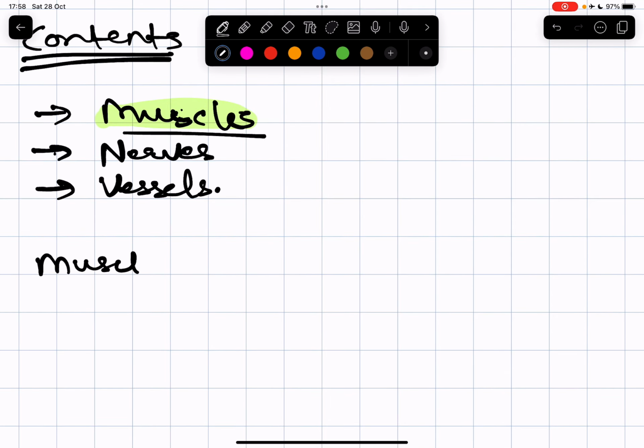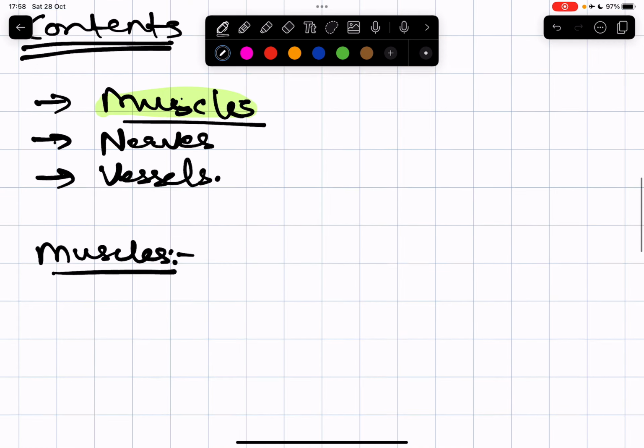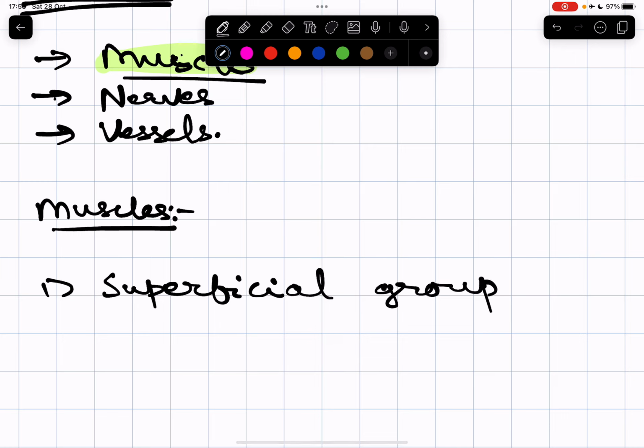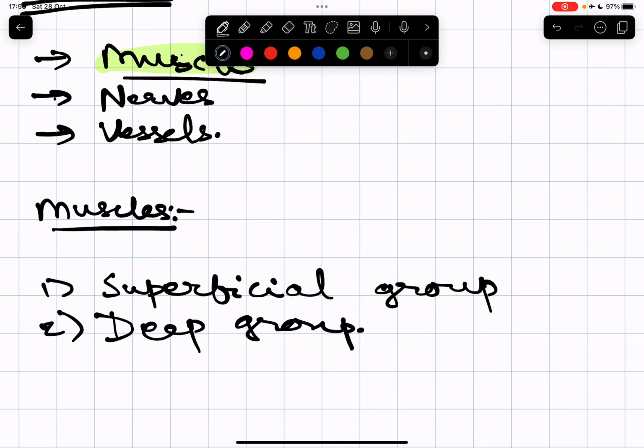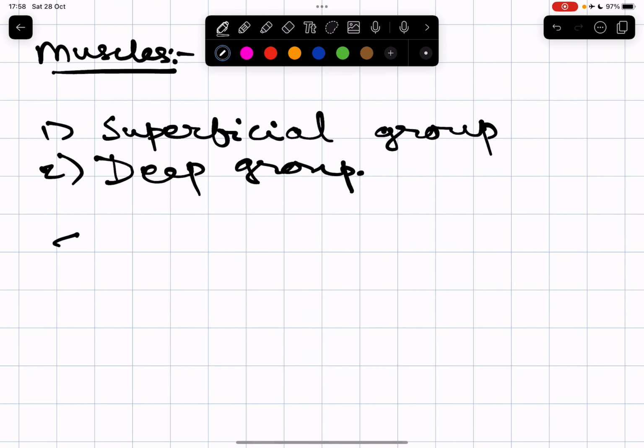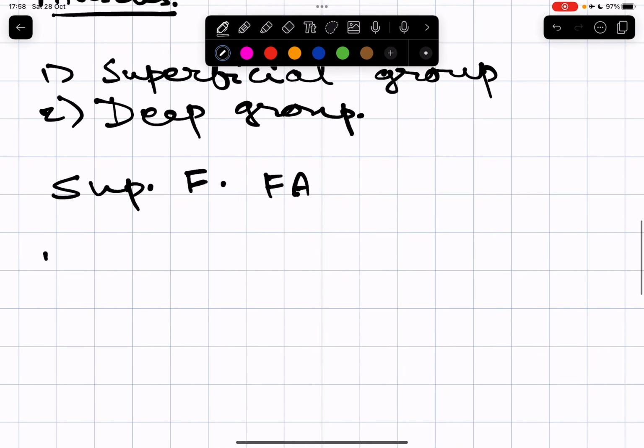So the muscles in the front of the forearm are arranged in two groups, right? So there is a superficial group of muscles, known as the superficial flexors, and there is a deep group of muscles which are known as the deep flexor muscles. In the superficial group, we have 5 different muscles. So the superficial flexors of the forearm consist of 5 muscles.